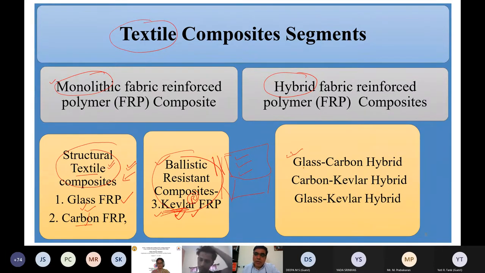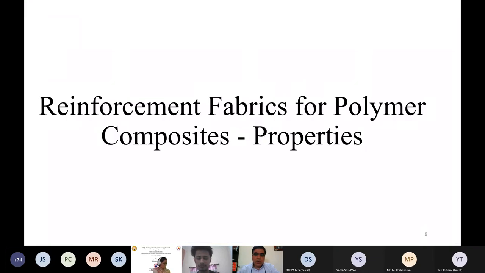Can I hybridize glass and carbon together? Can I hybridize glass, carbon and Kevlar together? Can I hybridize my glass and Kevlar together? So the other term used is hybrid textile composites. Okay. So this is the process up to now. This part is done.